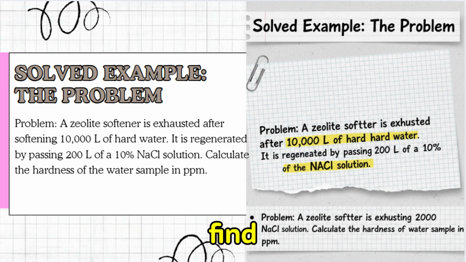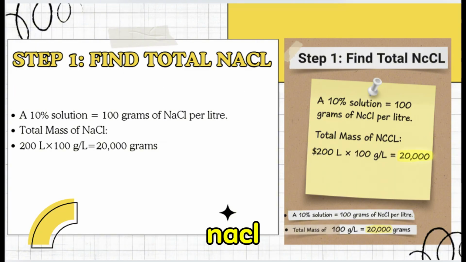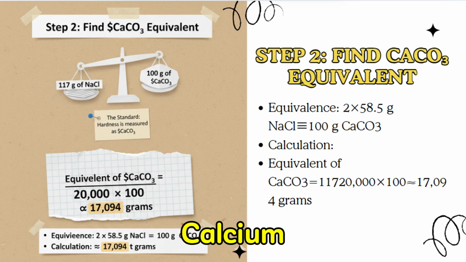Step 1. Find the total amount of NaCl used for regeneration. The problem states we used 200 liters of a 10% NaCl solution. A 10% solution means there are 100 grams of NaCl in every liter of solution, so the total mass of NaCl is 20,000 grams. This is the amount of salt it took to kick out all the hardness-causing ions from the zeolite.